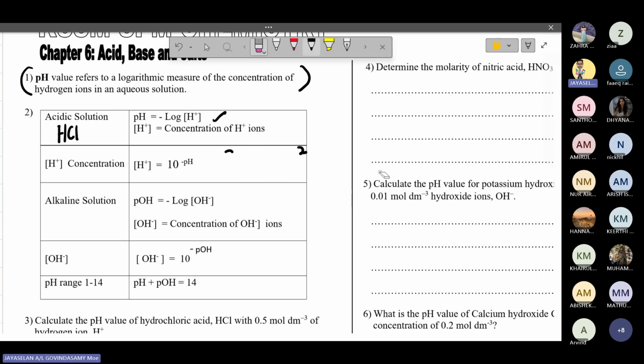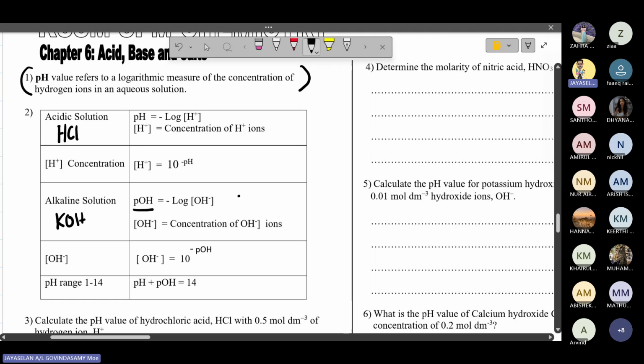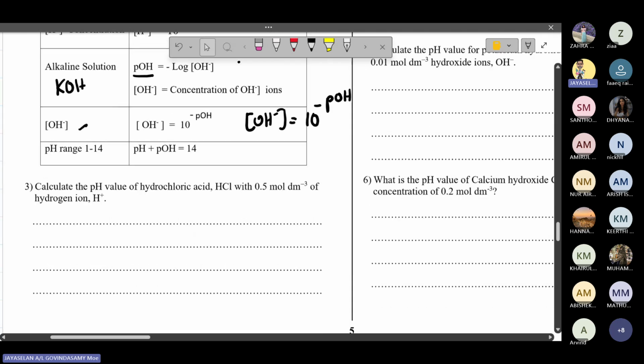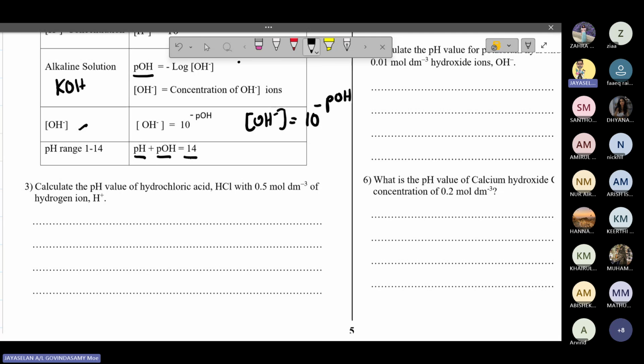Okay, number 2. If they give you alkaline solution KOH, first step you find the pOH because it is alkali, right? pOH is negative log concentration of hydroxide ion. If you want to find the concentration of hydroxide ion, you take 10 to the power negative pOH. And you must memorize the pH range, 1 to 14. pH plus pOH equals 14. Semua formula ni kena hafal, baru kamu buat jawab soalan.